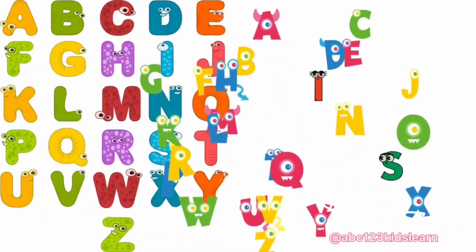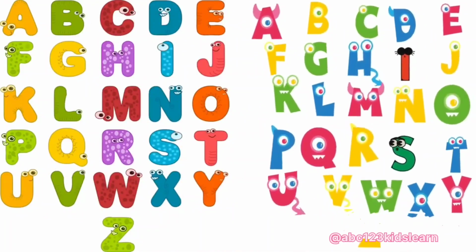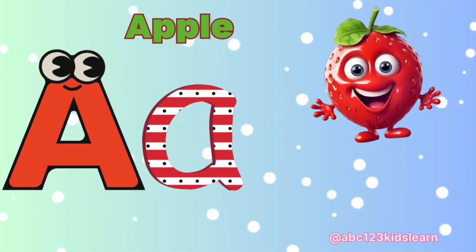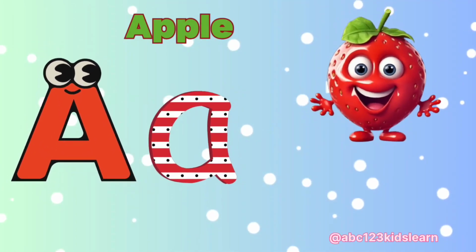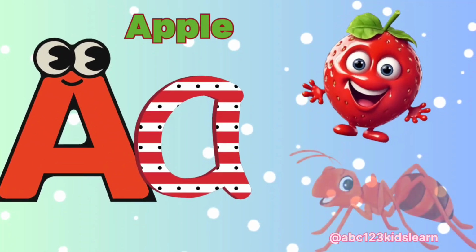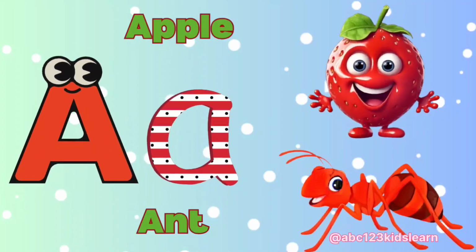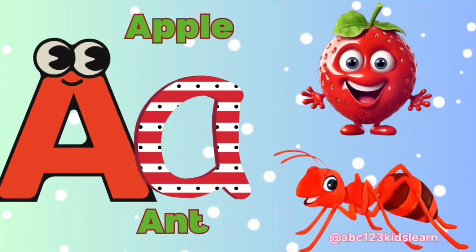We learn A, B, C. A is for apple. A, apple. A is for aunt. A, aunt. A.